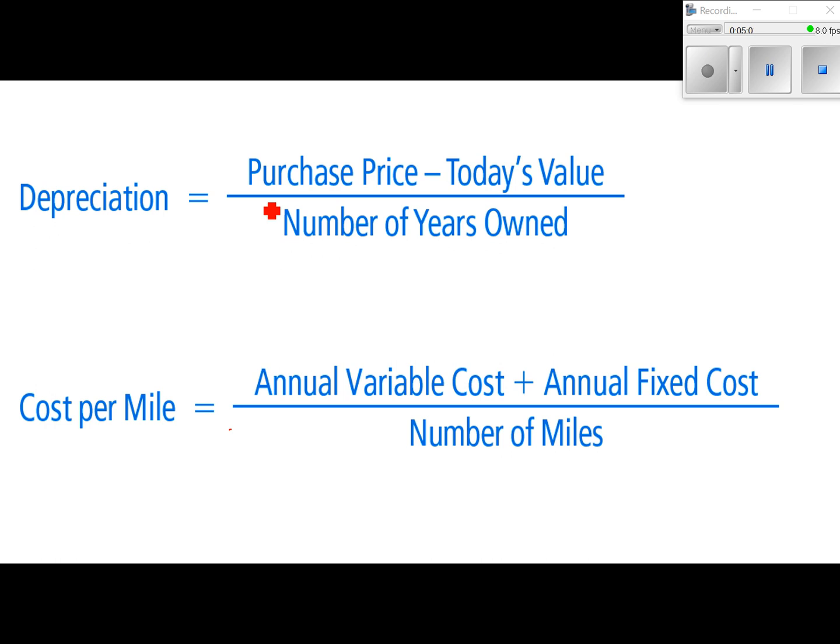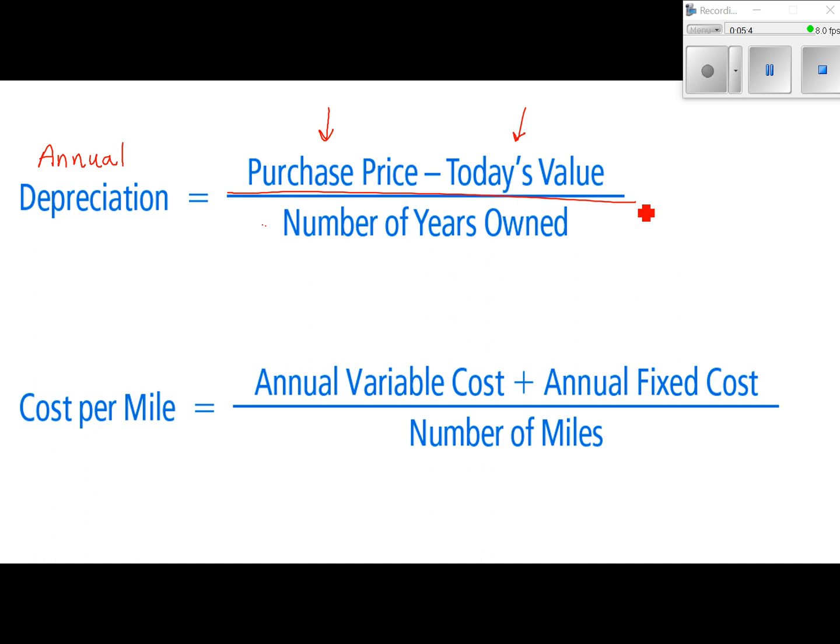Couple of formulas here, depreciation, and this should probably be annual depreciation because we're doing it by the years, how many years. So it's the purchase price, what you paid for the car, minus its value today, and then once you subtract those two, you divide that by the number of years that you've owned it, and that'll tell you how much your car has depreciated per year in the amount of time that you've owned it.